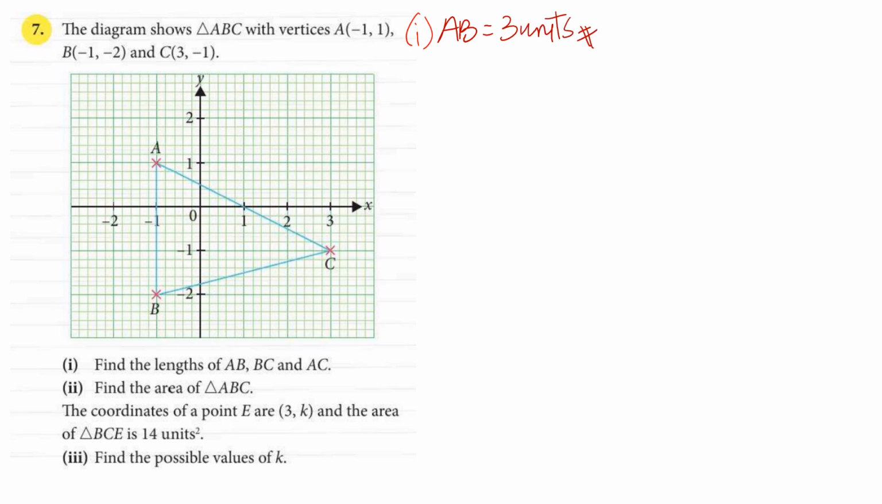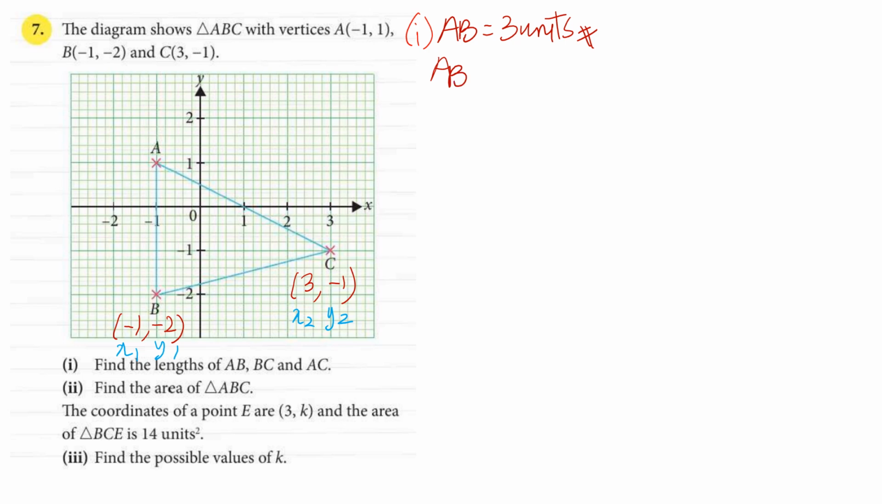Alright, so to find the length of BC, you would have to resort to using the distance formula. We're going to write down the coordinates for point B first. X coordinate is -1, Y coordinate is -2. And then for point C, X coordinate is 3, Y coordinate is -1. You're just going to label the points as x1, y1, and x2, y2, and then substitute into the formula.